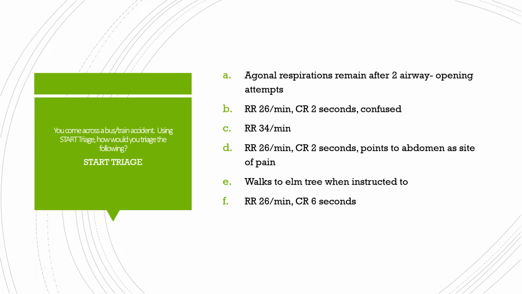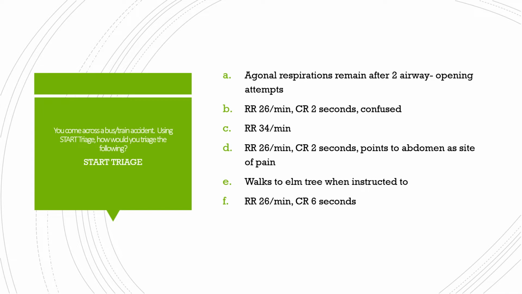C, we're at 34 respirations per minute. What would you classify that person as? Okay, if you said red, you would be correct because their respirations are greater than 30.